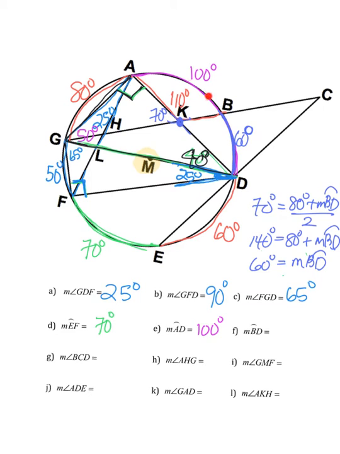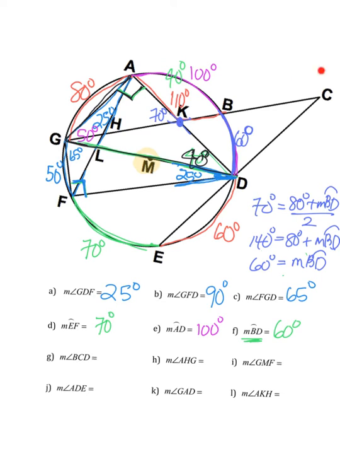And the leftover is 100 degrees minus 60 degrees, or equal to 40 degrees. Okay? So, let us answer this, and measurement of arc BD is 60 degrees.